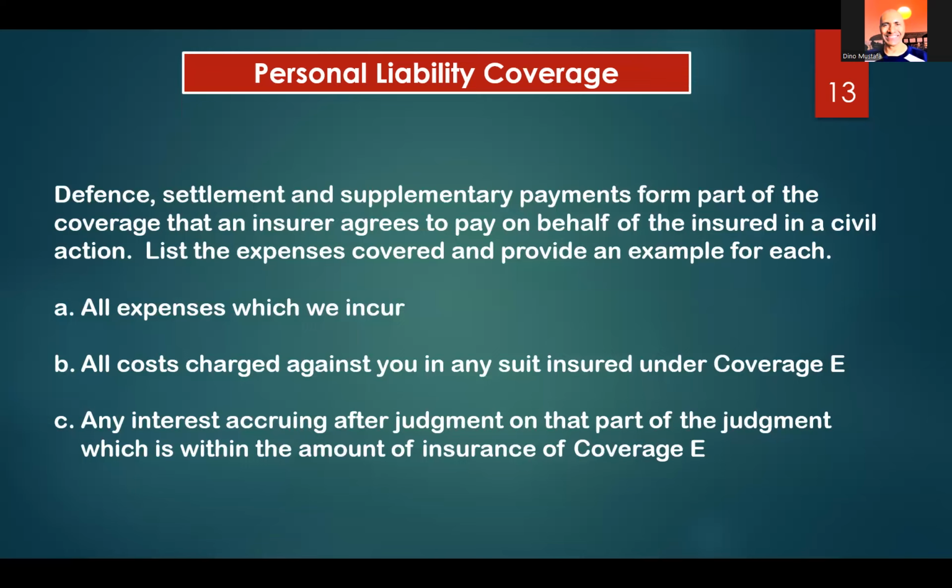See, now go and see the C here, read the C again. Any interest accruing, accumulating after the judgment. We are talking about the first judgment, on that part of the judgment which is within the amount of insurance, which is up to 1 million. So now we have to go back and say, we are so sorry. I know we wasted your time. So here is your $500,000.